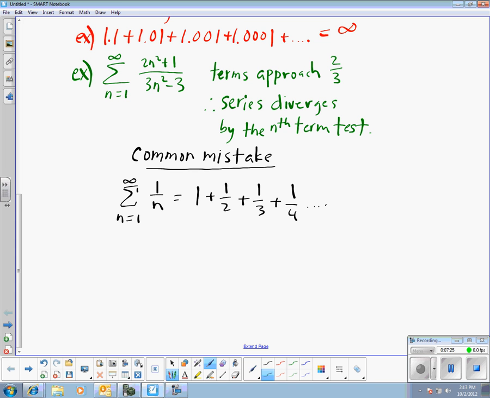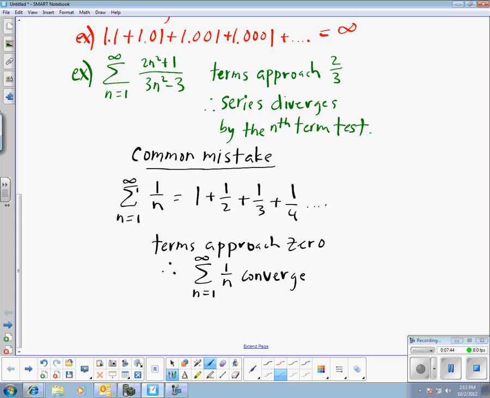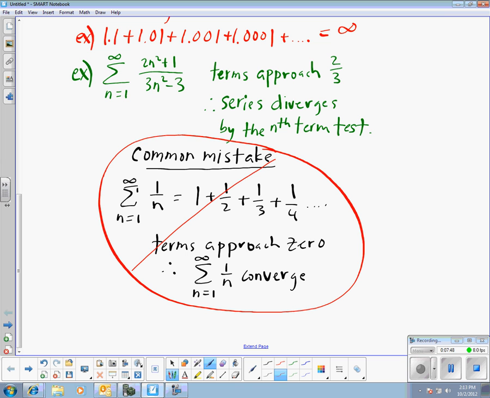The common mistake is to say the terms approach 0, therefore the series converges. It happens hundreds of times every year, and it will happen this year. Just don't let it be you that it happens to. Just because the terms go to 0 doesn't mean the series converges.